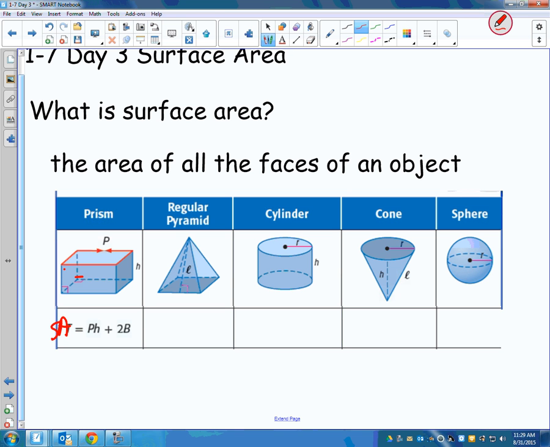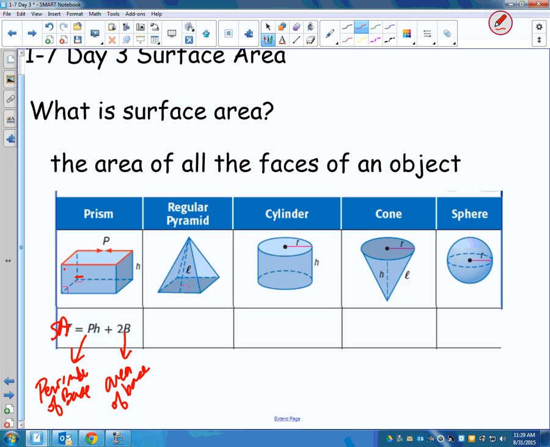What do you think capital P stands for? Look at the picture. The perimeter of the base. So they say you take the perimeter of the base times the height. So if you think you're going to forget what that means, perimeter of the base times the height, which is what connects it, plus 2 times capital B, which we talked about on Friday, is the area of the base.